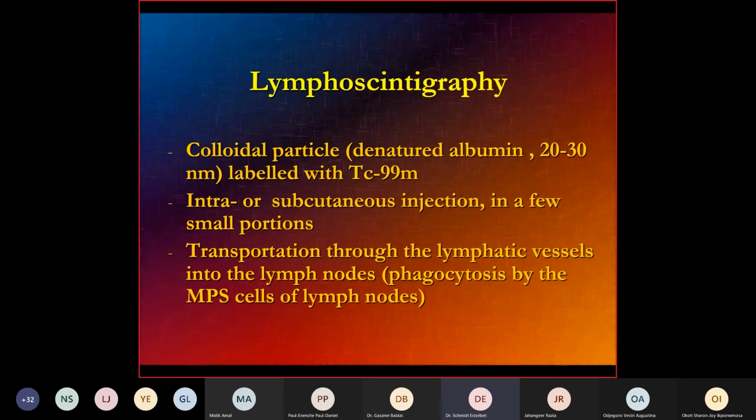Technetium-labeled colloidal particles, denatured albumin, are used for lymphoscintigraphy and will be injected intra- or subcutaneously in a few small portions. Because of their size, that means 20-30 nanometers, the particles will be transported through the lymphatic vessels into the lymph nodes, where they will undergo phagocytosis. They will be phagocytized by the MPS cells of the lymph nodes.